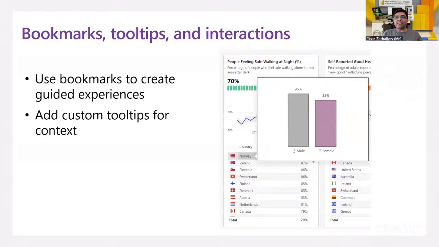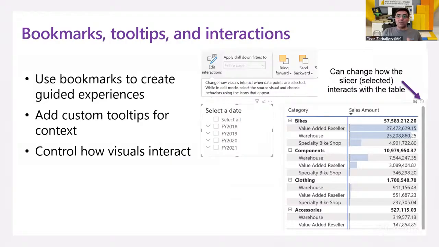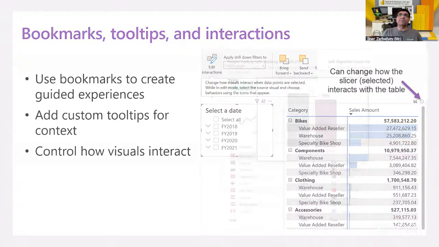Custom tooltips add context exactly where someone needs it. Hover over a data point and get extra detail or even a whole mini visual without cluttering the main canvas. And visual interactions control how clicking on one visual affects the others on the page. You can see in the example how clicking a date slicer changes how it interacts with a table. Getting this right means your report behaves the way users expect, rather than confusing them with unrelated visuals reacting unpredictably.